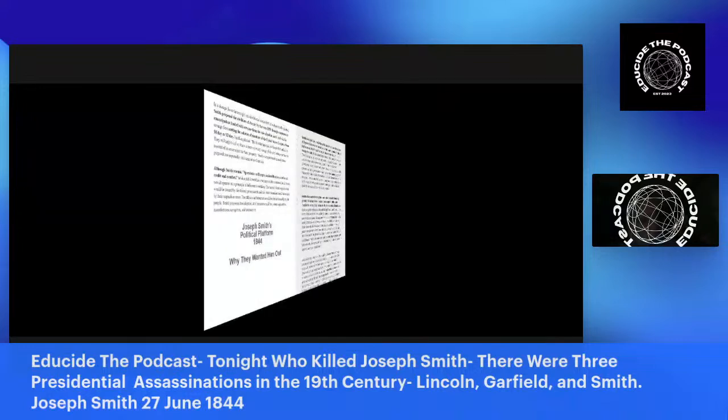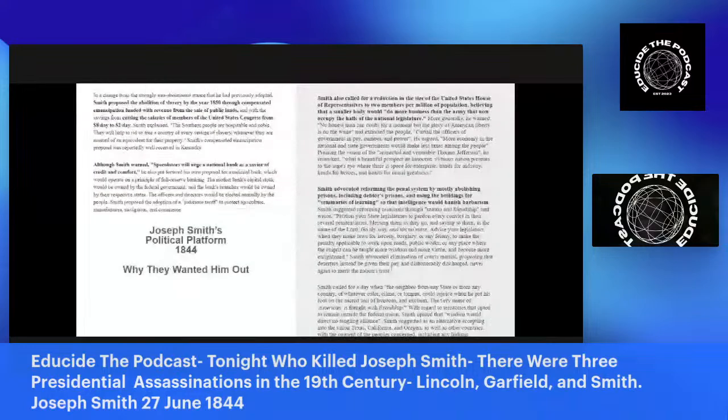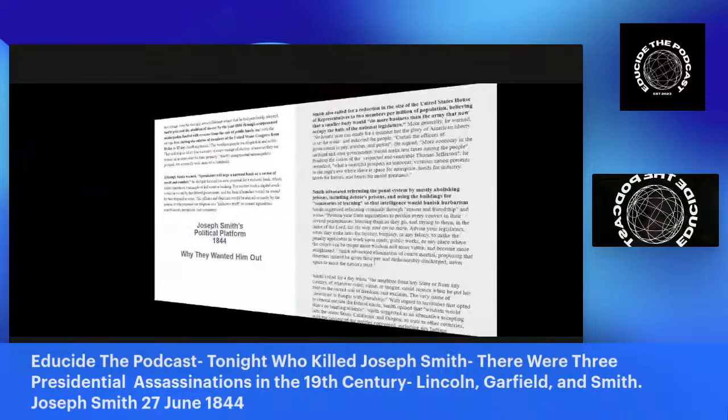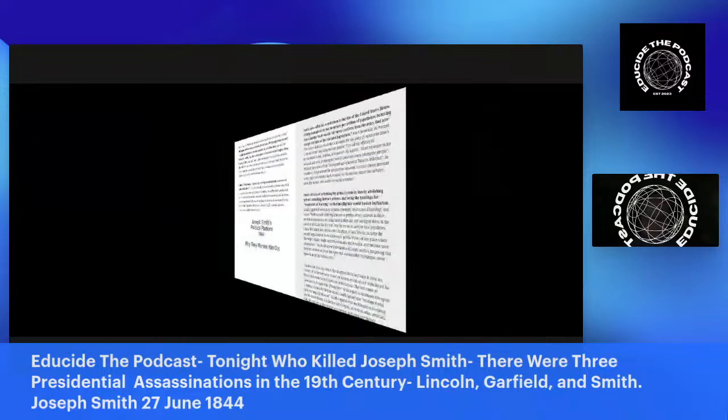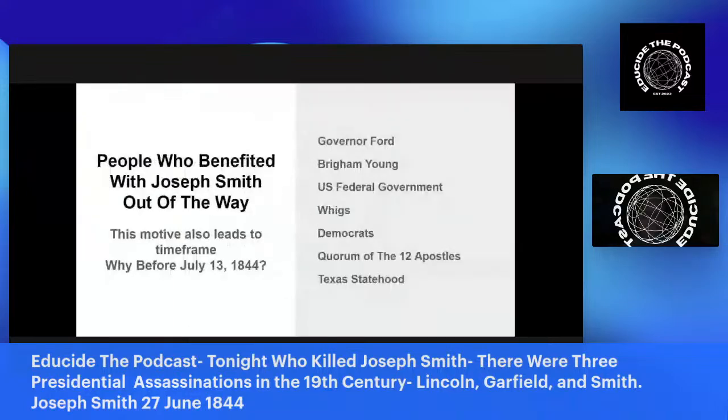Here, if you take some time, you can read in detail Joseph Smith's political platform and why they wanted him out of the way. In a condensed format, I have put it up here. People who benefited with Joseph Smith out of the way. This motive also leads to a time frame: why before July 13th, 1844?